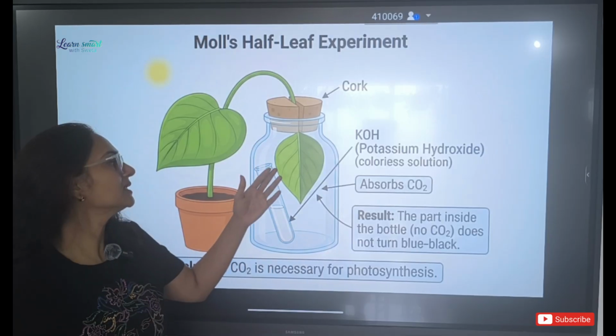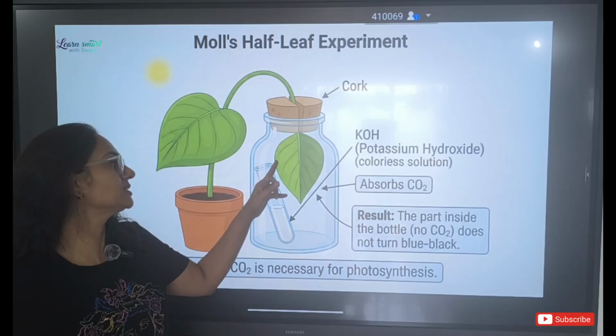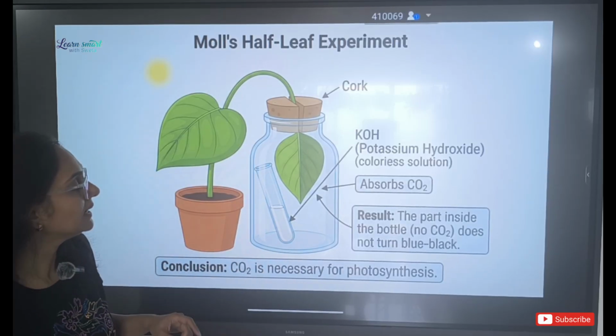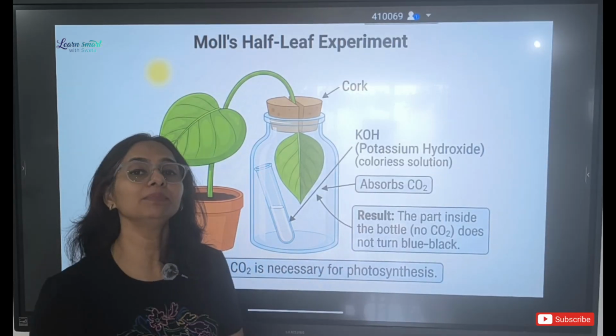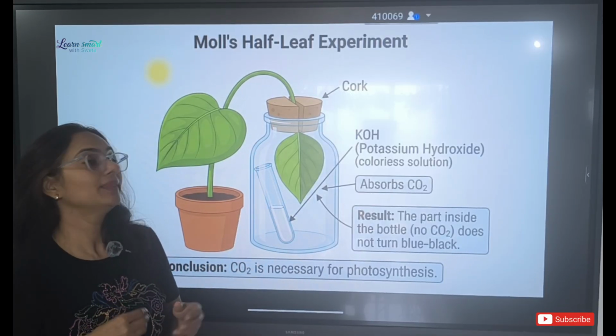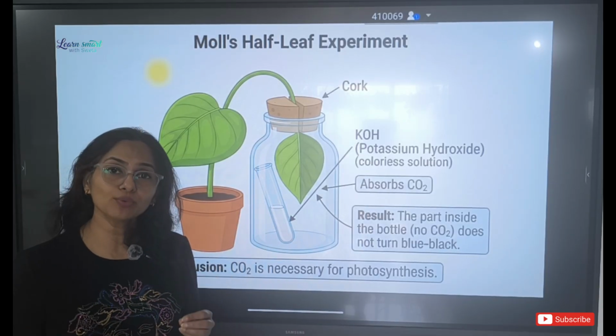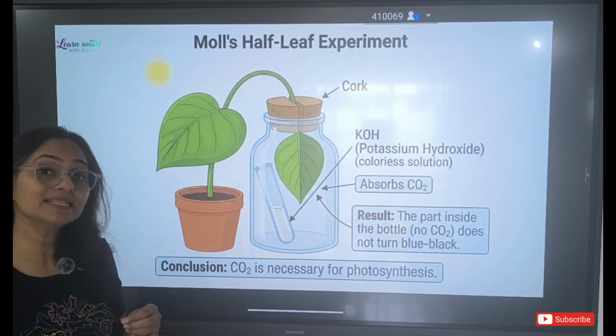So once after keeping it for a few hours, if we perform the starch test in this leaf, we will see that it does not turn blue-black. That means it does not show the starch test. This experiment proves that carbon dioxide is important for photosynthesis. You get questions from this experiment also. Let's see the next one.